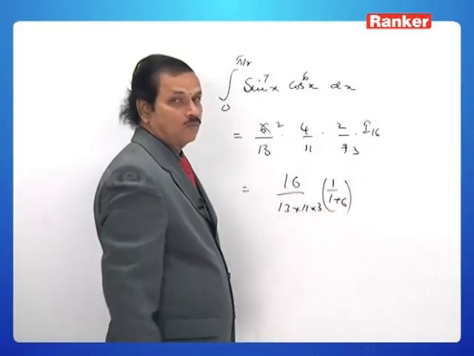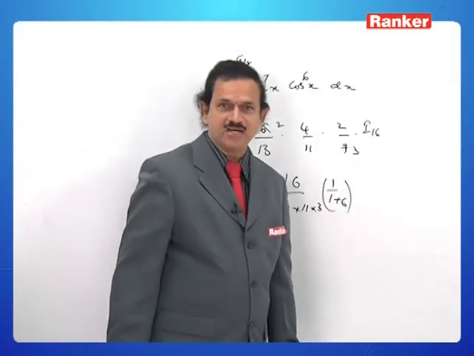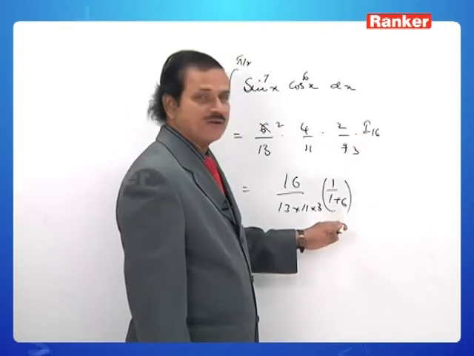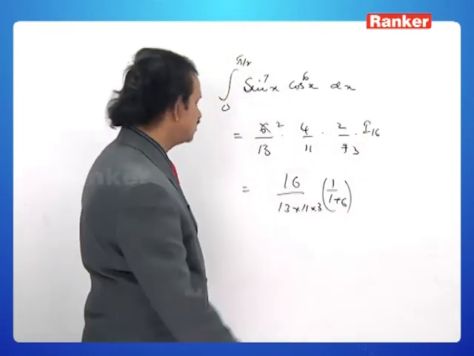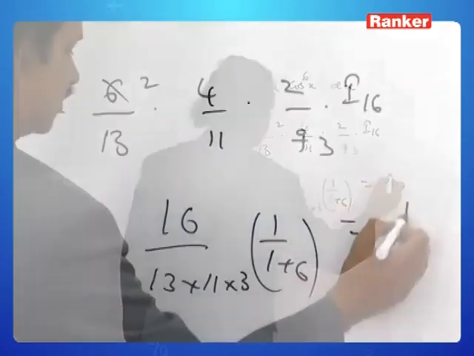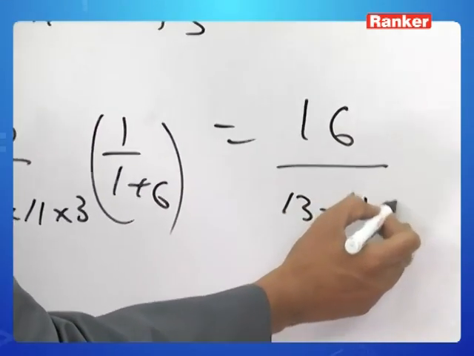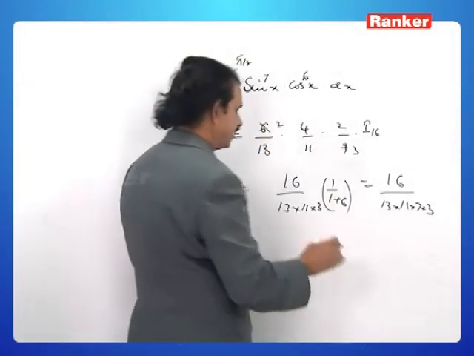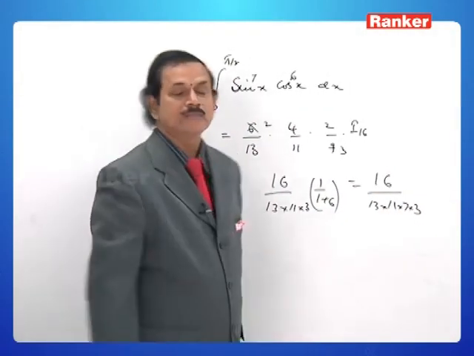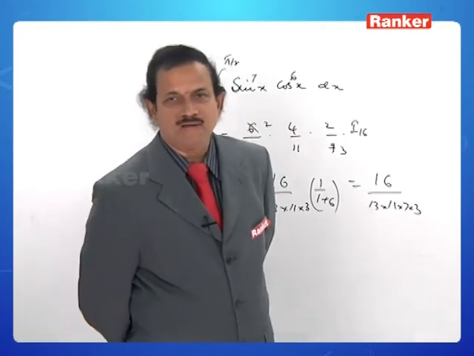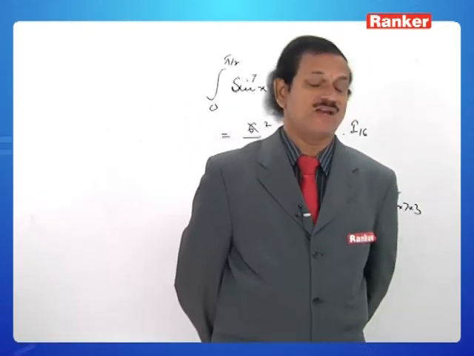Why should it be written like that? I1n is nothing but 1 by n plus 1, isn't it? Hence, this is therefore 16 by 13 into 11 into 7 into 3. That becomes the answer. And we could have observed almost all 3 cases.